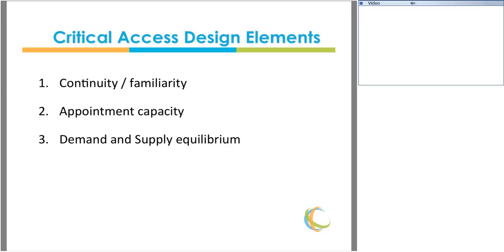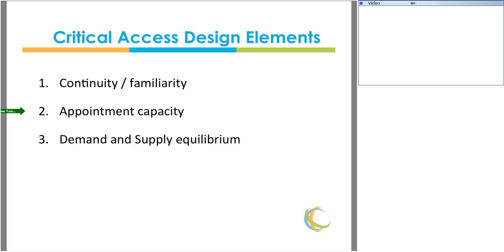Great, thanks, Jared. So what I'm going to do now is take a look at what we consider the 3 critical design elements for a good access system. And the first one is continuity. And in primary care, of course, that's continuity between patients and their primary care provider. The second one is what we refer to as appointment capacity. Do you have room? Do you have space?